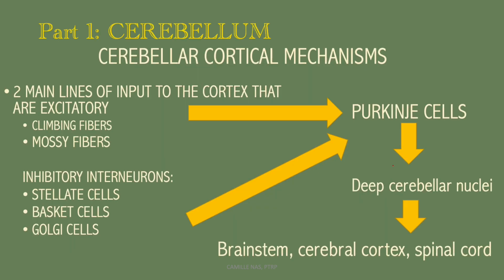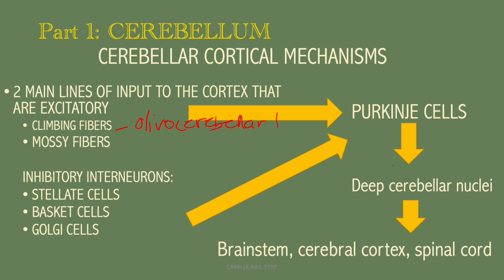Okay, now let's move on with the cerebellar cortical mechanisms. So we are done discussing the layers of your cerebellar cortex and its neurons or cells embedded inside. Now let's move on with the mechanism. So there are two main lines of input to the cortex that are excitatory, and those are your climbing fibers and your mossy fibers. Now your climbing fibers, these are the terminal fibers of your olivocerebellar tracts.